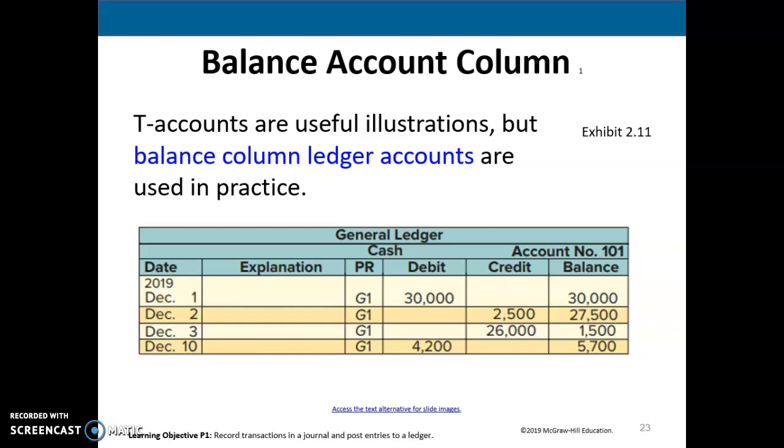So the cash account was debited for $30,000 and gave us a $30,000 balance. In the next transaction, it was credited for $2,500, which reduced the balance down to $27,500. Then on December 3rd, it was credited again, this time for $26,000, and its debit balance was then reduced down to $1,500. It was debited on December 10th, which increased the balance to $5,700. And that's how we would do the 4-column ledger account.